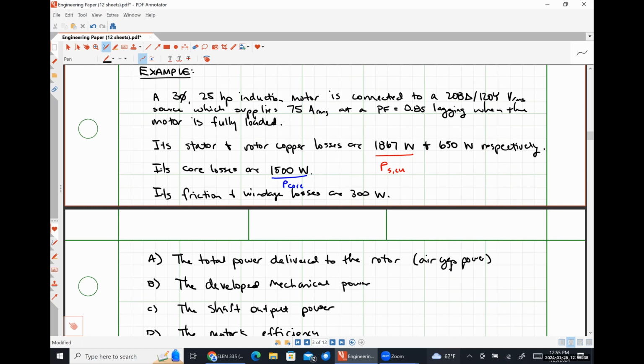Well, that 75 amps RMS that's flowing into our motor is a line current, right? So that's the current that's flowing down the wire that's connecting our source to our machine. So because we have a line current, we need to use a line voltage.